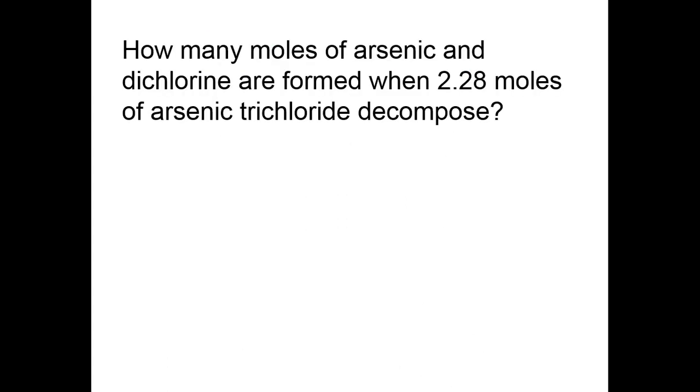Here is another example. How many moles of arsenic and dichlorine are formed when 2.28 moles of arsenic trichloride decompose? In this case, we need to come up with the chemical formulas before balancing the equation. Arsenic trichloride is AsCl3, arsenic is As, and dichlorine is Cl2.